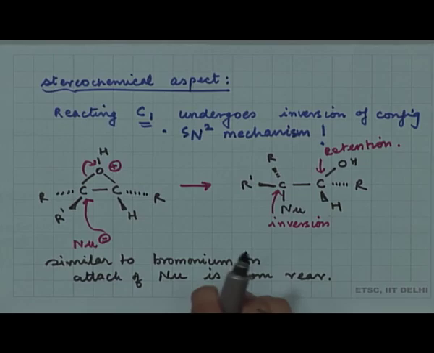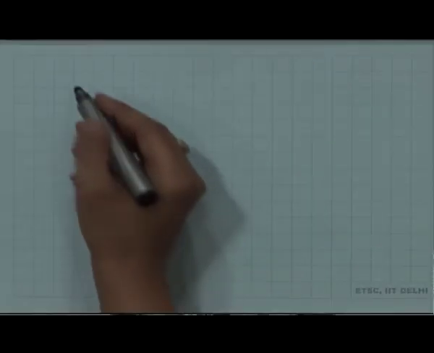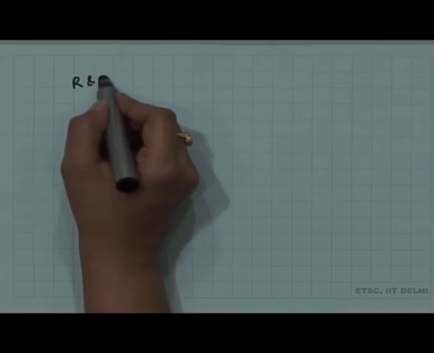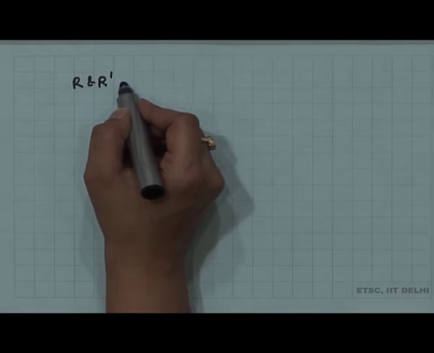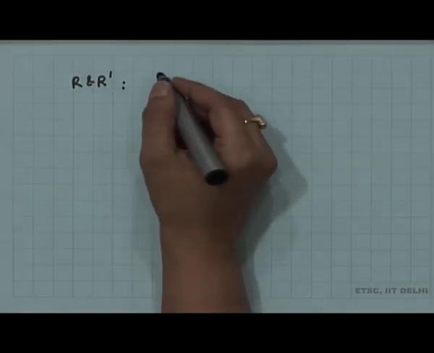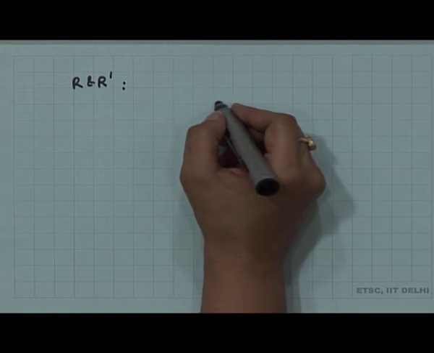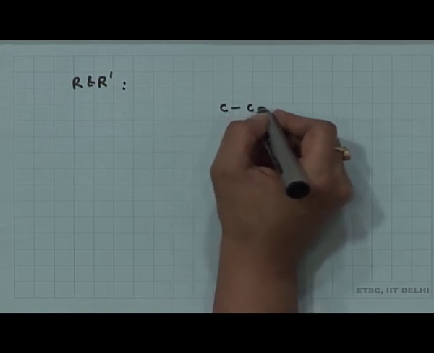In case, one of the cases could be that both R and R dash are highly substituted. So, if both R and R dash are 3 degree, then you will have in that case a carbocation.